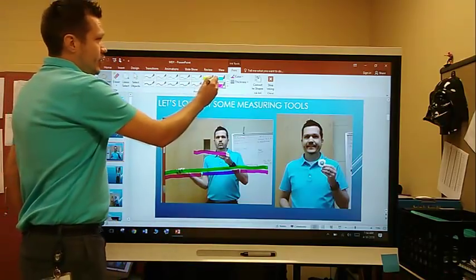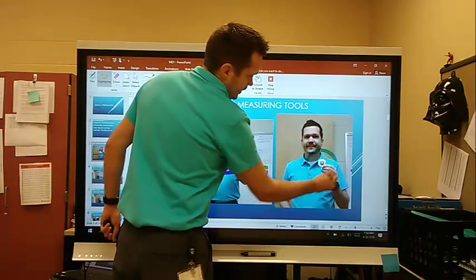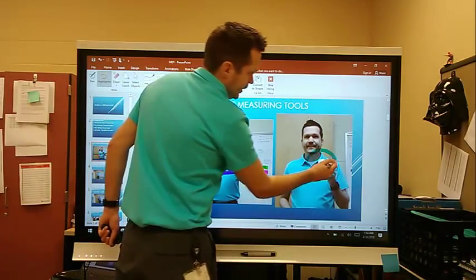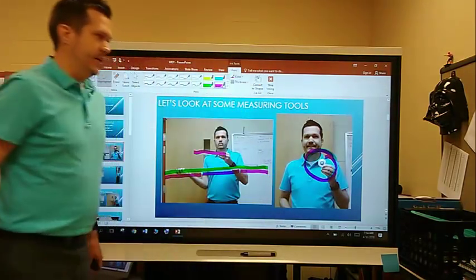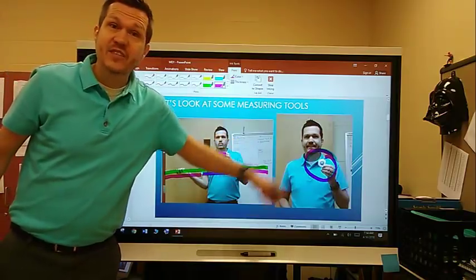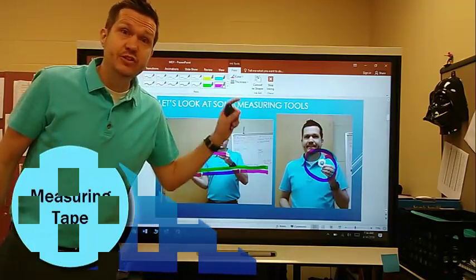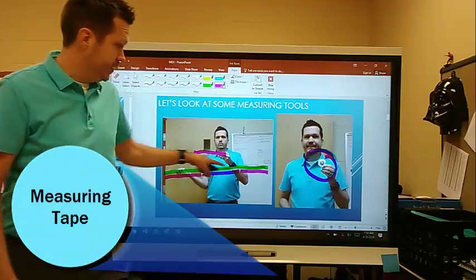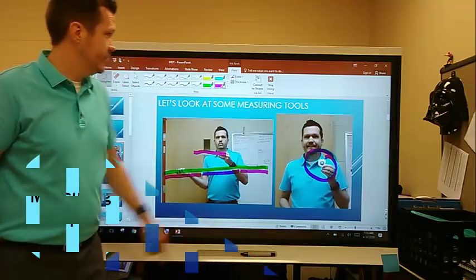This right here, you may not have seen very much. Let me use a different color. You may not have seen that one very often. That one right there is called a tape measure. And you use that for anything that is bigger than a yard or a meter stick.